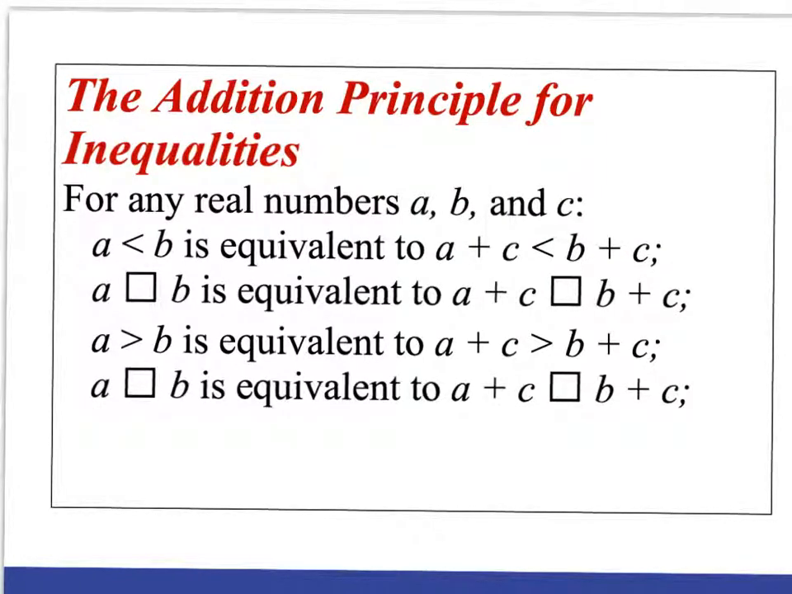So if A is less than B and you add C to both sides, it would still be the same statement. If A is less than or equal to B and you add C to both sides, it's still going to be the same statement. It's not going to change anything. If A is greater than B and you add C to both sides, A plus C is still greater than B plus C. And then if you have A is greater than or equal to B, then if you add C to both sides, it's still greater than or equal to.